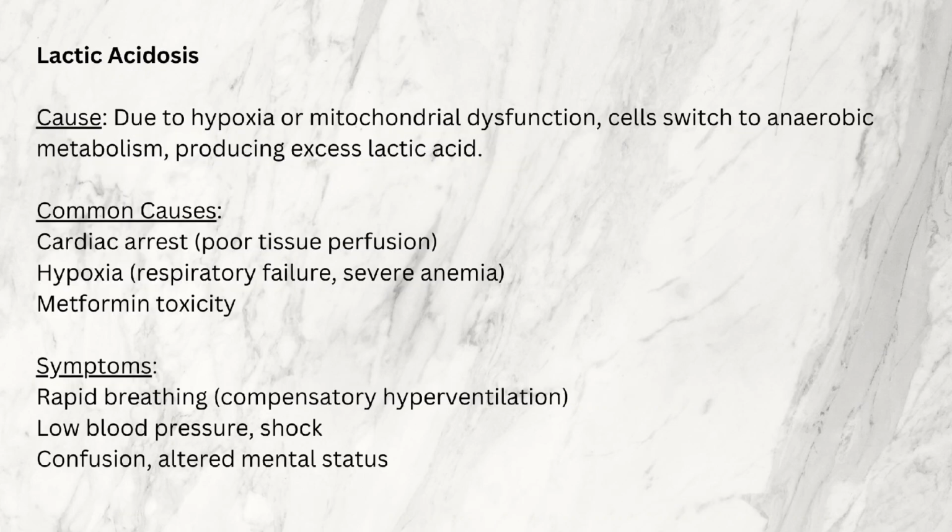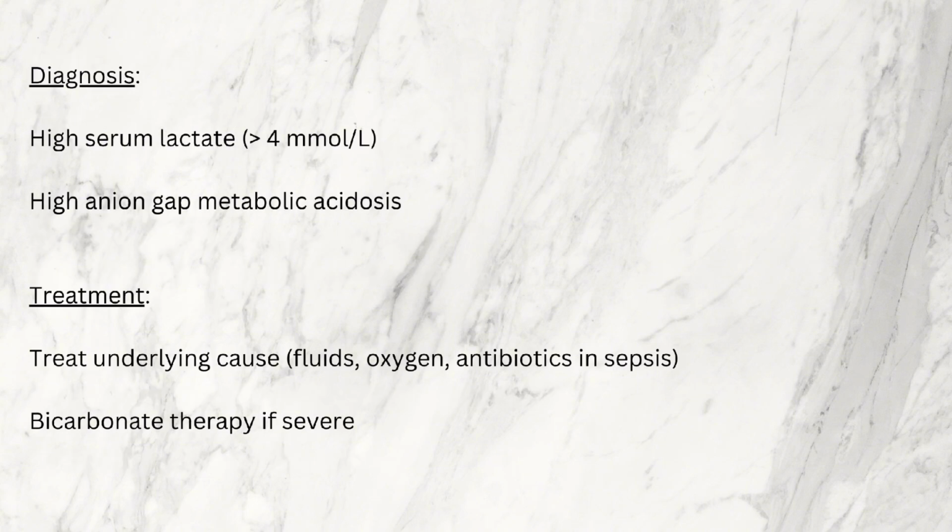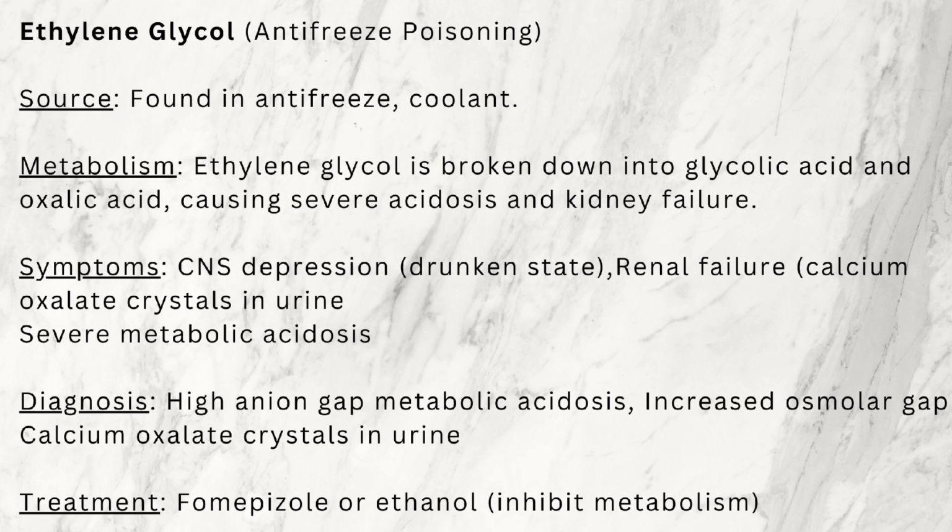The next on the list is lactic acidosis. I had previously explained part of lactic acidosis. It could occur due to mitochondrial dysfunction, a switch to anaerobic metabolism, producing excess lactic acid. Basically what I had said before. Common causes: we have cardiac arrest, hypoxia, metformin toxicity. Metformin is a drug used to treat type 2 DM. Symptoms: rapid breathing, and the rest of them.